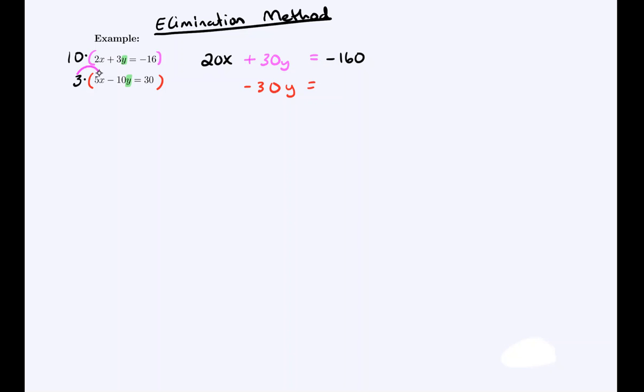Similarly, the 3 goes to every term on this equation. 3 times 5x is positive 15x. 3 times negative 10y is negative 30y. 3 times 30 is 90.